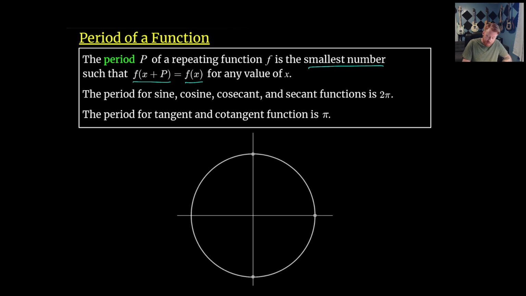So I've got written down here that the period for sine, cosine, cosecant, and secant is 2 pi. So let's take a look at why that might be true here first. Let's maybe start with cosine.